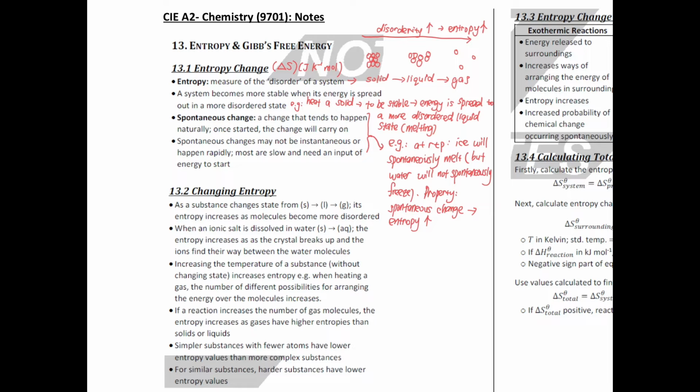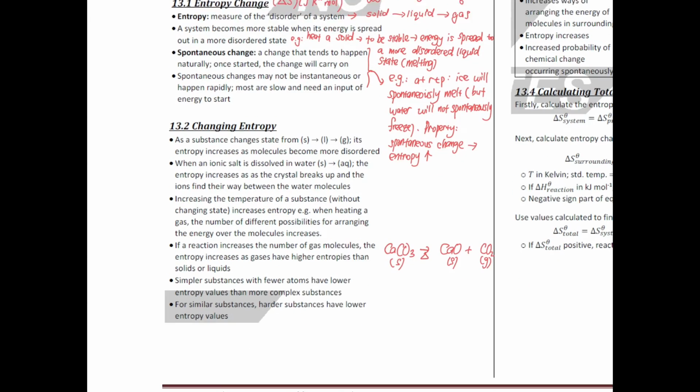Maybe for example, something that we are familiar with, calcium carbonate. You heat it up, then it becomes calcium oxide plus carbon dioxide. So this is a reaction that increases the number of gas molecules. They form CO2. So of course, in this case, entropy increases, because gas has higher entropy. So next one.